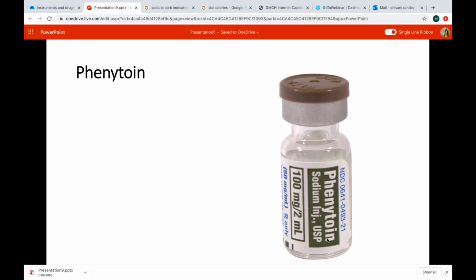And whenever these side effects are there, we have to change the drug. Phenytoin can also cause deficiency of folic acid and calcium, vitamin D. We usually supplement calcium, vitamin D, and folic acid with phenytoin and phenobarbital.